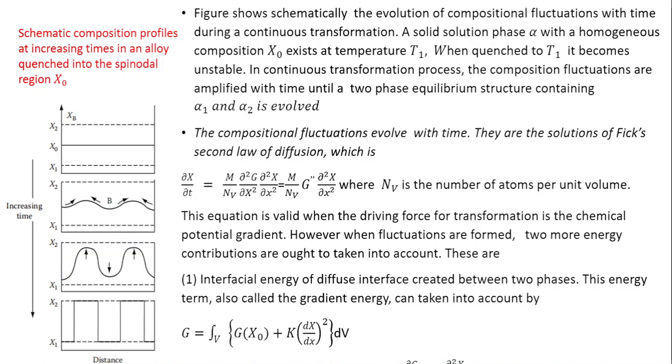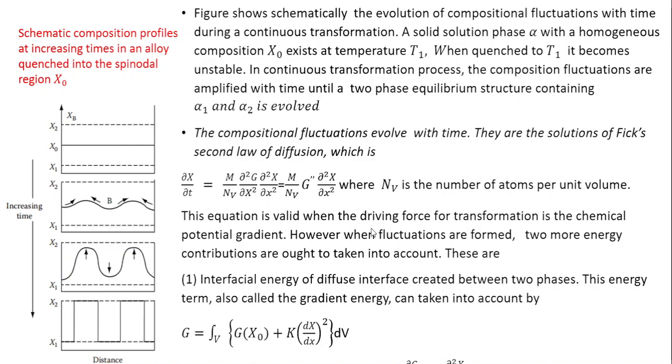So initially at time t equal to 0, the composition is uniform with respect to distance, and then as time increases, the compositional fluctuations are amplified by what is known as uphill diffusion, and so consequently the amplitude of variation goes on increasing, and you have the profile which is shown here.